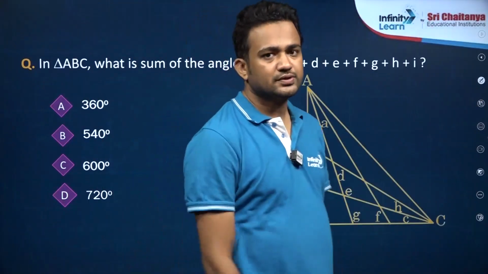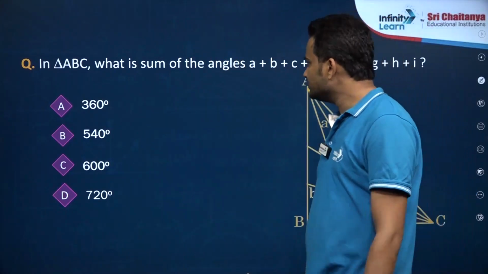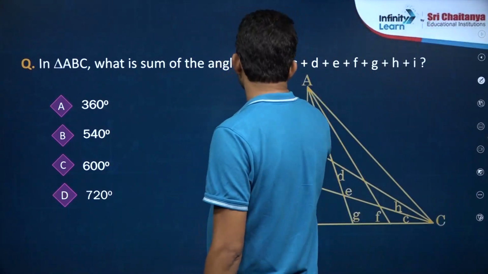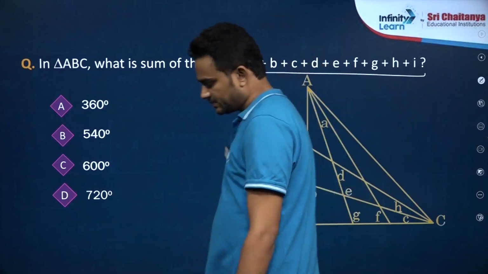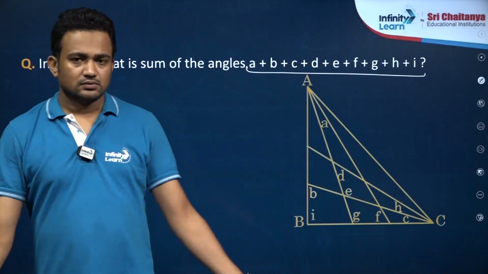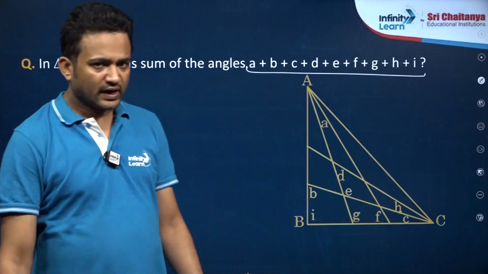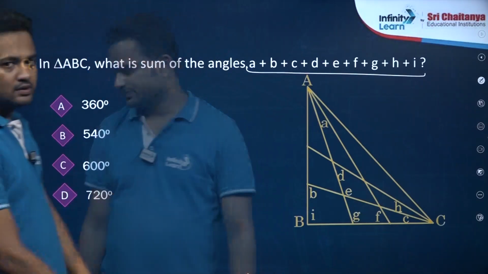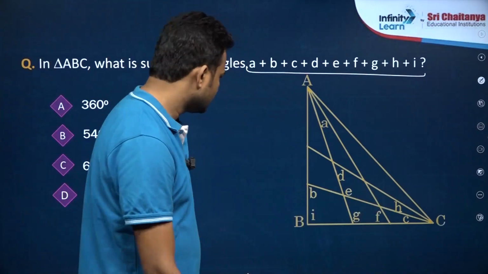Okay, now solve this question. In a triangle ABC, what is the sum of angle A plus B plus C plus D plus E plus F plus G plus H plus I? So this is quite an easy question, guys. Do try and please write the answer in the comment section. Yes, got the answer? What will be the answer?